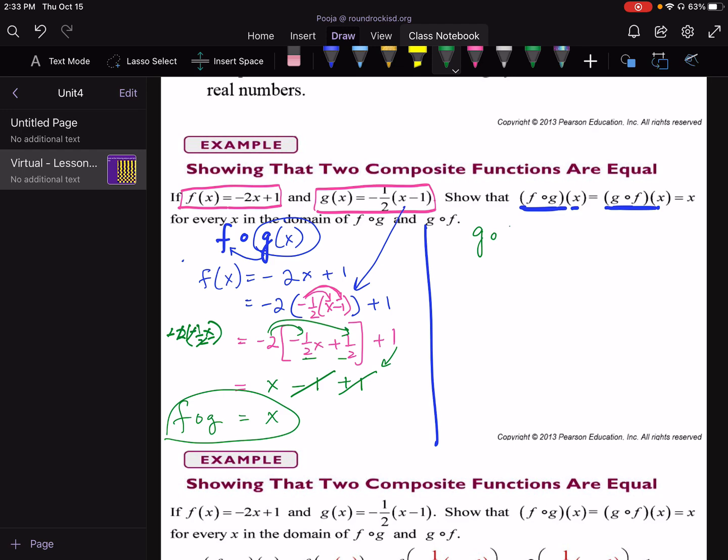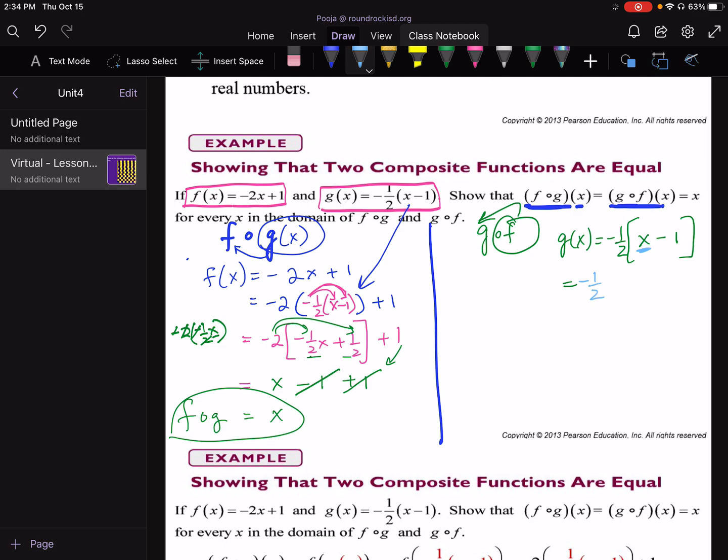Now let's do g of f. So I have to take the f function and squeeze it into g. So let's write the g function, x minus 1. Okay, and where I see x, I have to fuse in what? I have to fuse in the f function into it. And the f function is negative 2x plus 1. Don't forget there was a plus 1, minus 1 there as well.